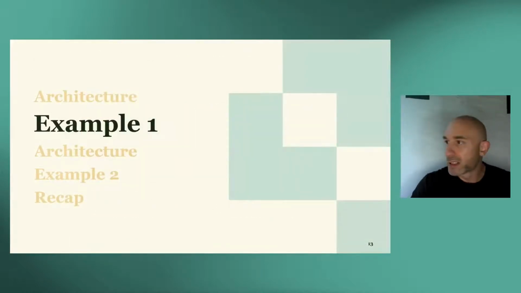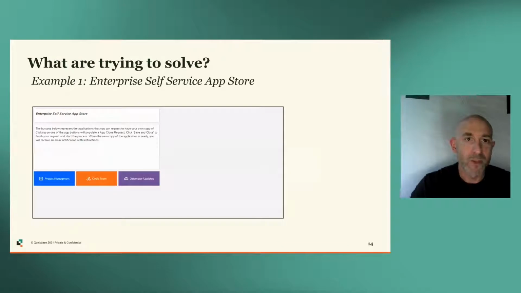Okay, so let's go into our first example. So what are we trying to solve for here? In this example, we've got an enterprise self-service app store, an app that everybody in the company has access to. This application allows you to browse some popular apps that have been built within your company and templatized, and you can push a couple of buttons and get your own copy of one of these applications.